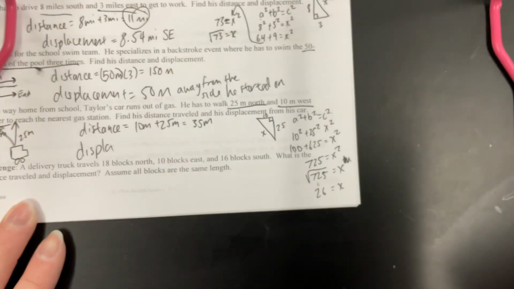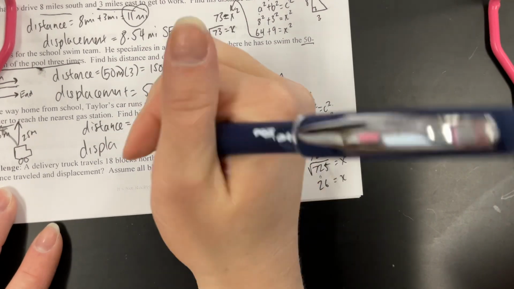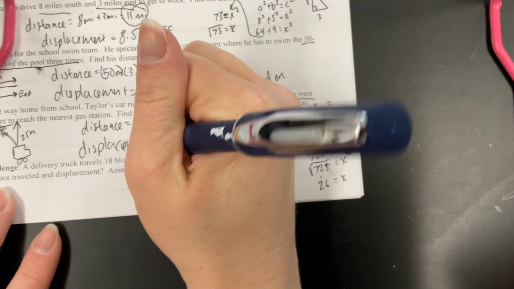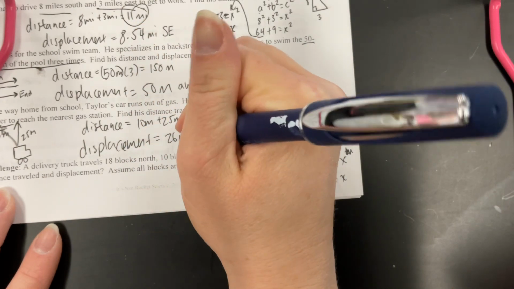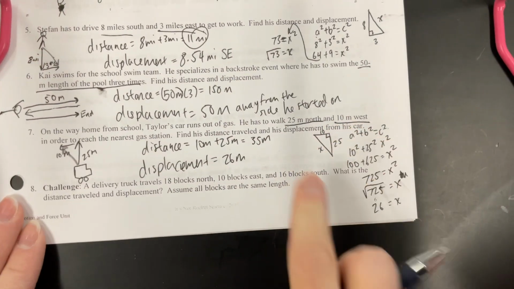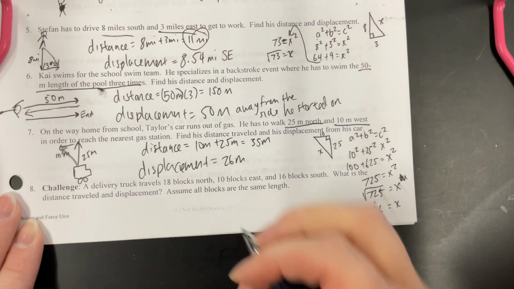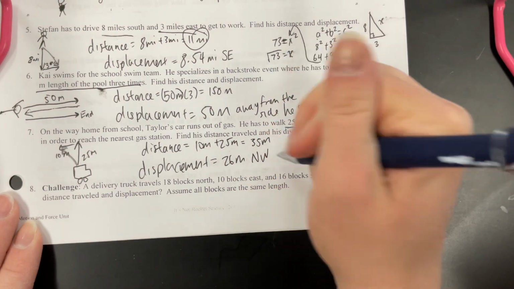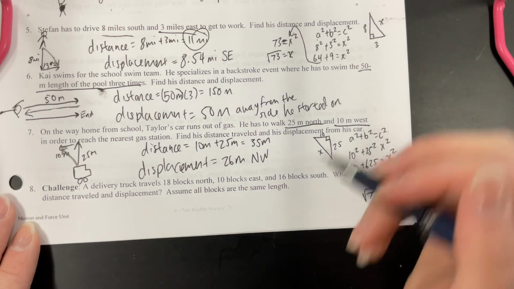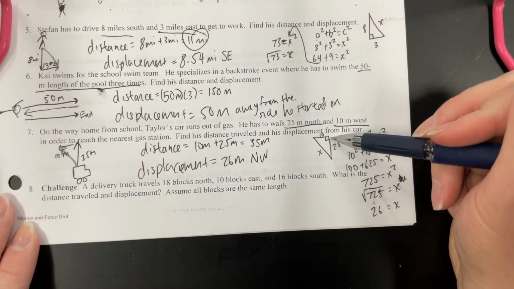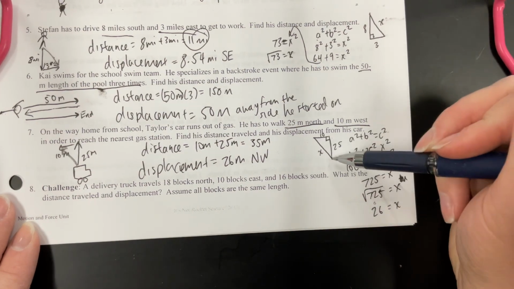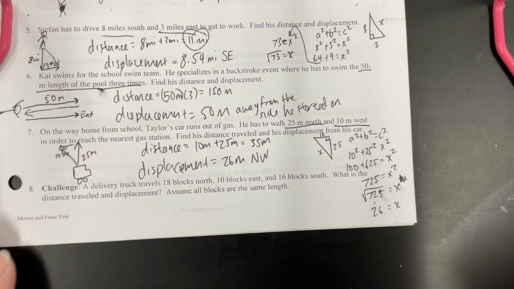Our displacement, oop, you can't see what I'm doing. Sorry. Our displacement is gonna be that 26 meters. And that's north and west of where we started, right? So that's going to be northwest. North because he went this way first and then west. So that means it's northwest of where he started. Okay, good. Fantastic. Thank you guys.